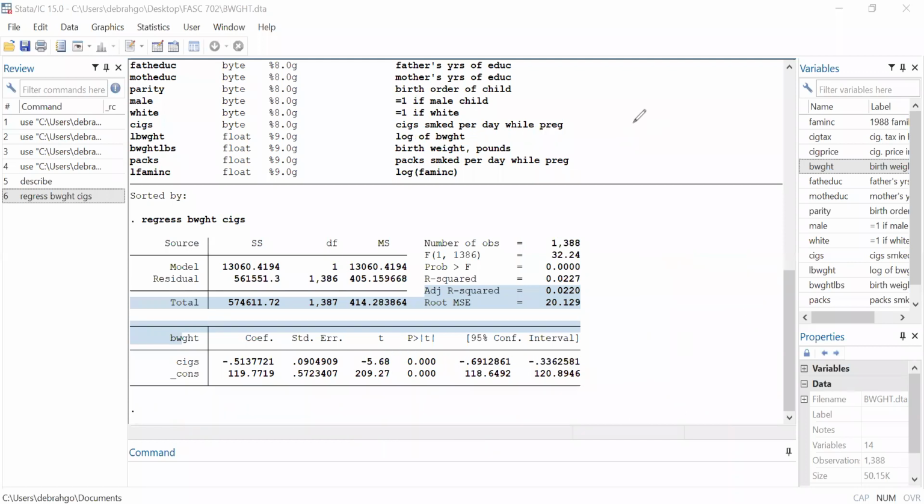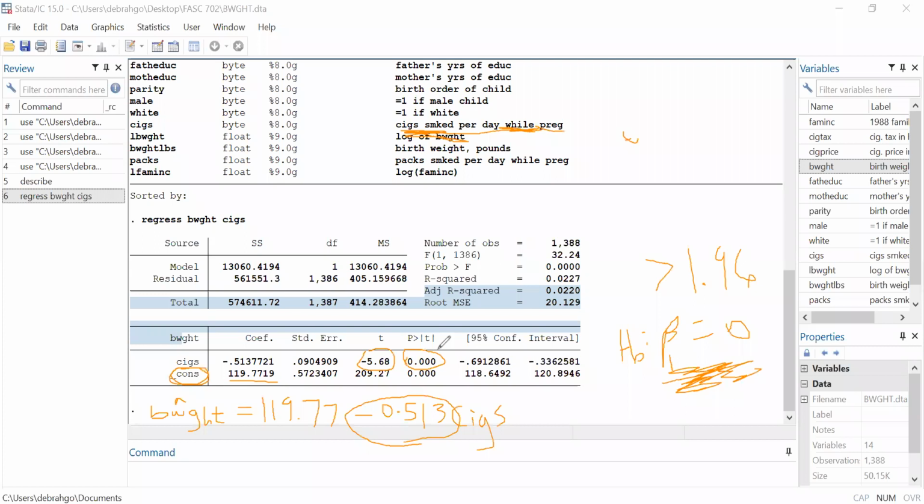And here we have that the p-value is 0, so we reject the null hypothesis and conclude that cigarette smoking is significant. In this case, our null is like this. Sorry, our alternate is not 0. We reject the null in favor of the alternate. So you say cigarette is statistically significant. Okay.